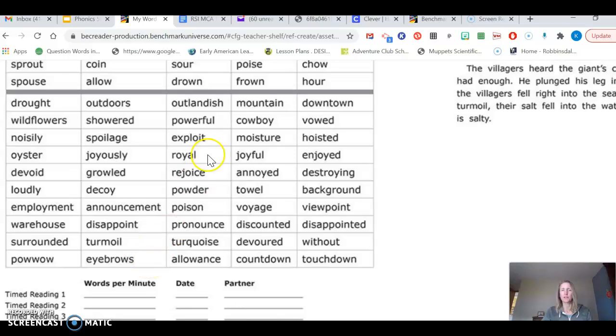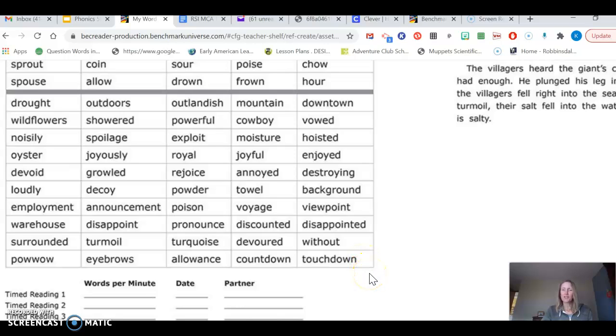Turmoil, eyebrows, outlandish, powerful, exploit, royal, rejoice, powder, poison, pronounce, turquoise, allowance, mountain, cowboy, moisture, joyful, annoyed, towel, voyage, discounted, devoured, countdown, downtown, vowed, hoisted, enjoyed, destroying, background, viewpoint, disappointed, without, and touchdown.